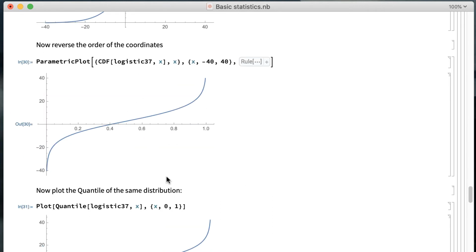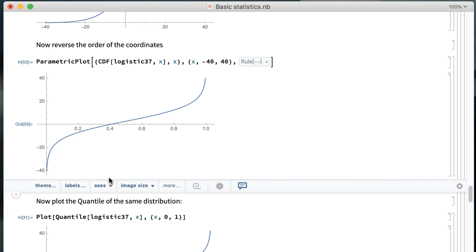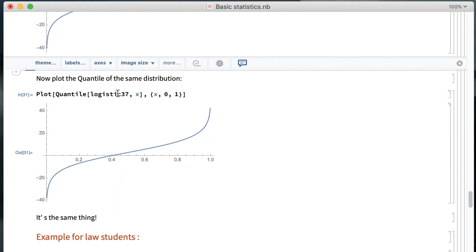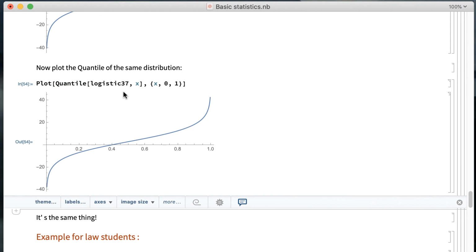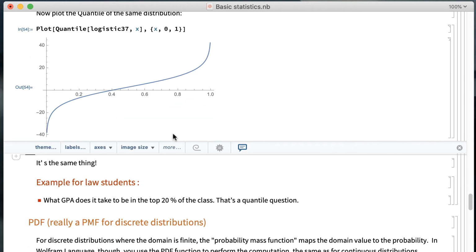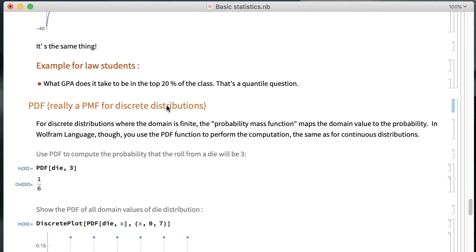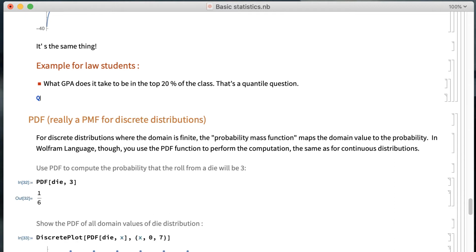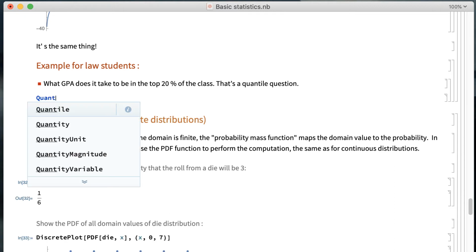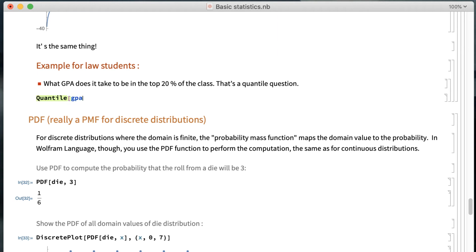That's one way of thinking about an inverse function. And so now when we do this parametric plot, we get something that looks like this, which looks remarkably identical to the quantile function of the logistic distribution. And so this should geometrically reinforce the notion that the quantile function is simply the inverse of this CDF. And so if you ask the question, hey, what GPA is it going to take for me to be in the top 20% of my class? That's really a quantile question. And what I hope you realize is from now on, you just do the following. You just say quantile GPA dist.